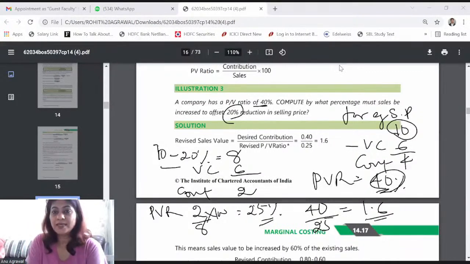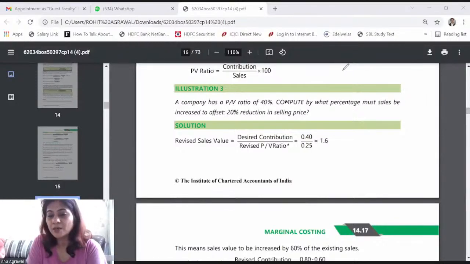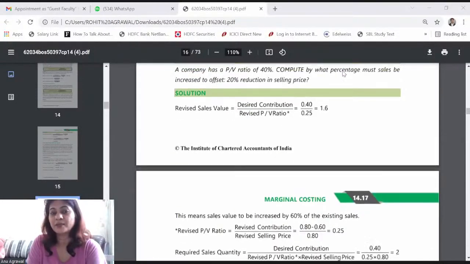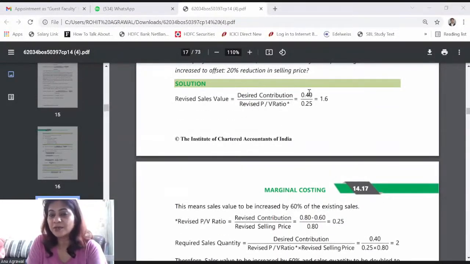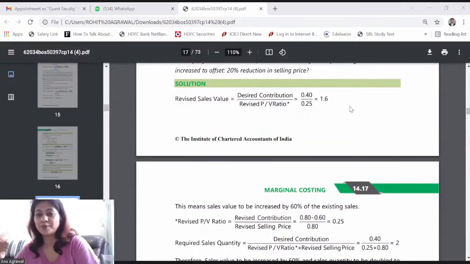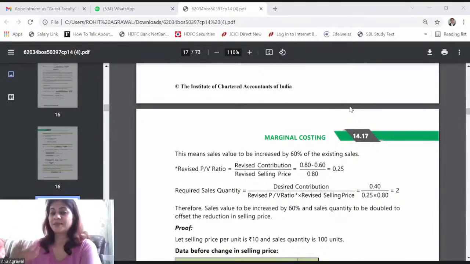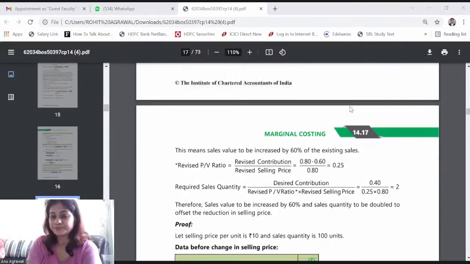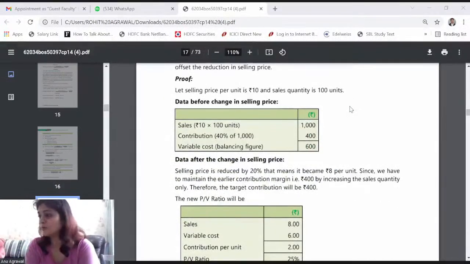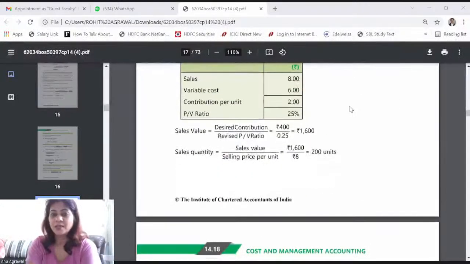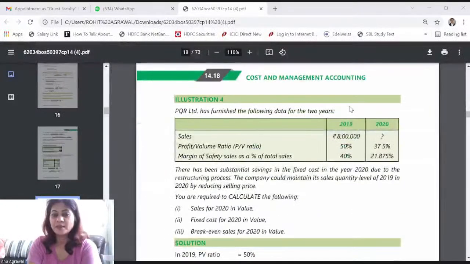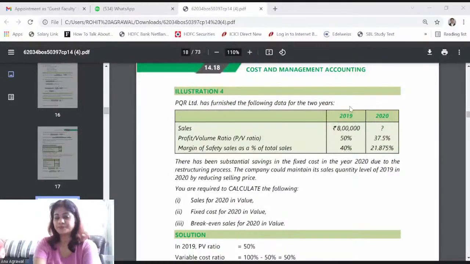So this is what exactly ICAI is doing. This is not costing, but this is maths. Say if desired contribution was 40 and now revised contribution is going to be 25. That means now the sales value should be 1.6 times. That means you should change it 60% more, the selling price should be there. And then they are trying to prove it. Yes. Okay. And they have illustration 4.